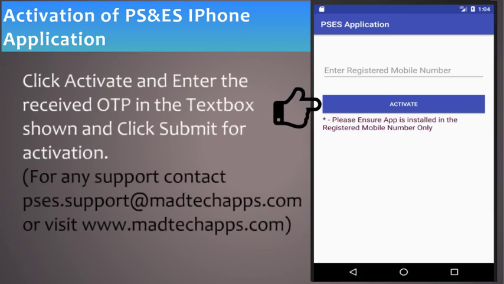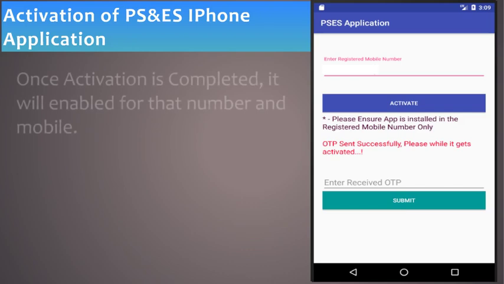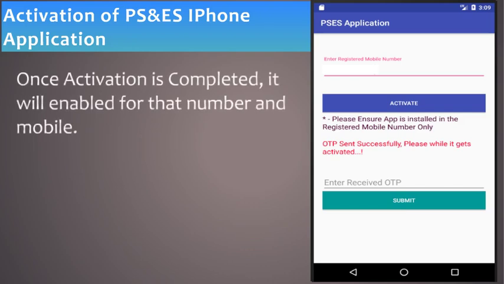Click Activate and enter the received OTP in the text box shown and click Submit for activation. To check your number is available in purchase order list, please visit www.madtechapps.com, or for any issues in activation contact MADTech on pses.support@madtechapps.com. Once activation completed, it will be enabled for that number and mobile.